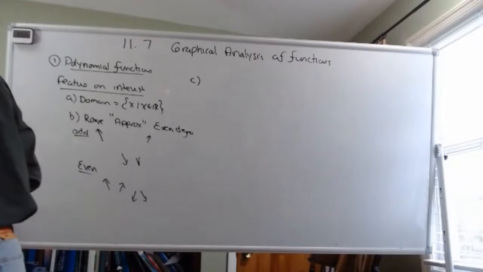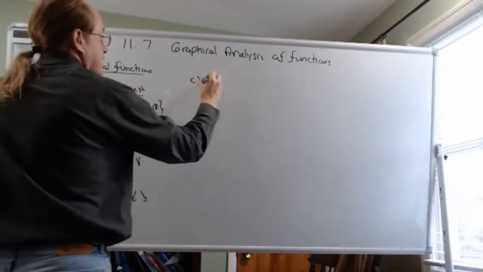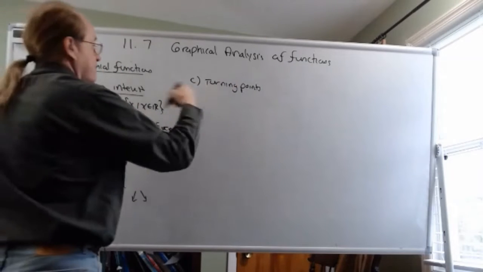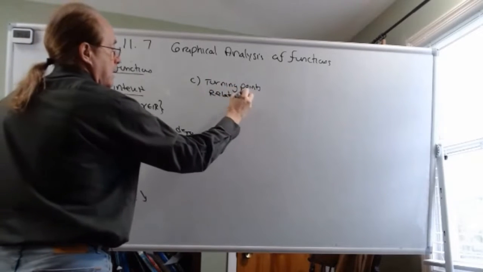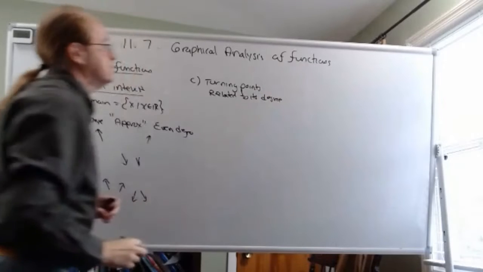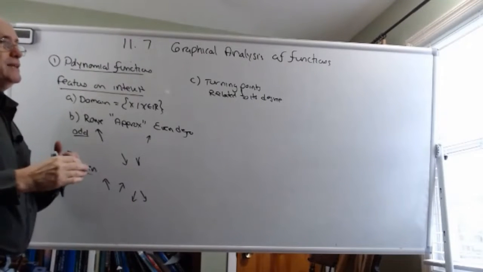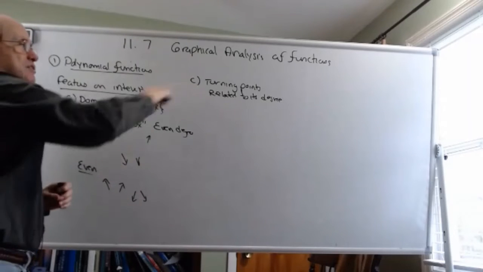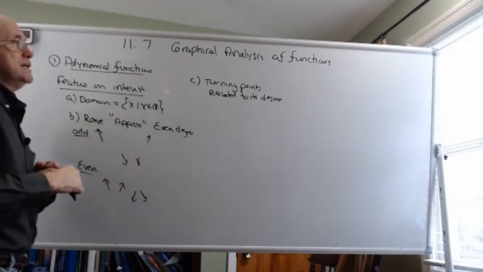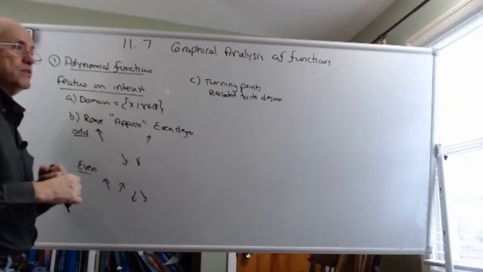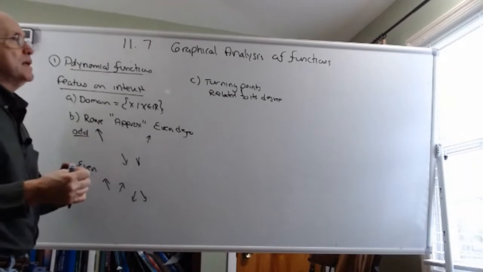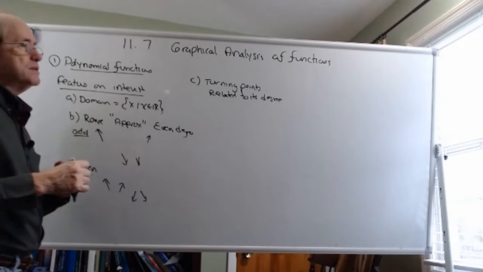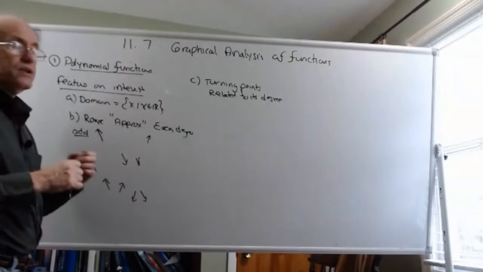So the other features that we definitely are curious about are its turning points. And that is related to the degree of the polynomial. If it's an even degree polynomial, it has to have an odd number of turning points, and they have to be less than the degree of the polynomial. If it's an odd degree polynomial, it has to have an even number of turning points, and they have to be less than the degree of the polynomial. So if it's a fifth degree polynomial, it can either have 4, 2, or no turning points. If it's an eighth degree polynomial, it could have either 7, 5, 3, or 1 turning point.